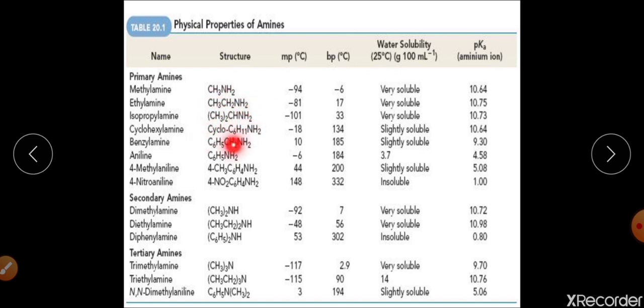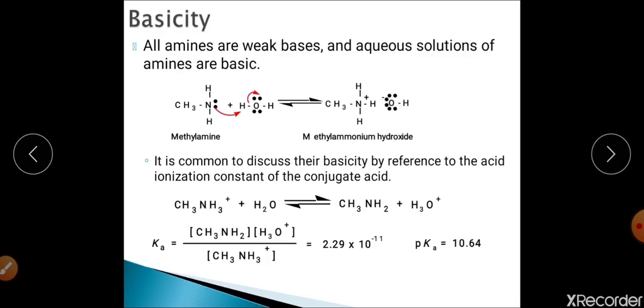Here is a list of the complete physical properties of amines, in which we have its formula, its melting point, its boiling point, its water solubility, and its basic strength. So you can have a look at these physical parameters of the amines.